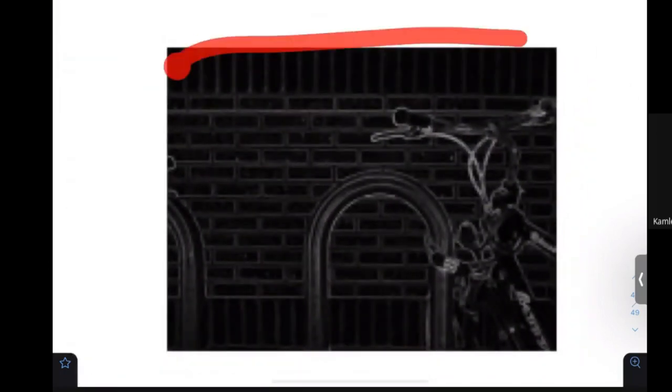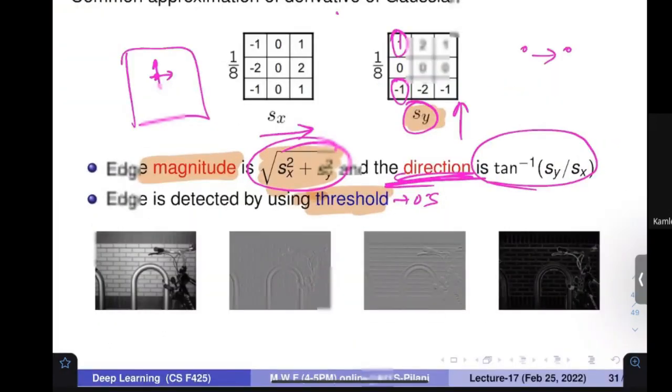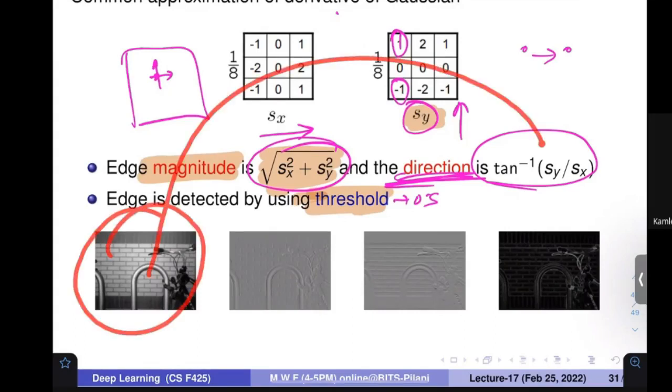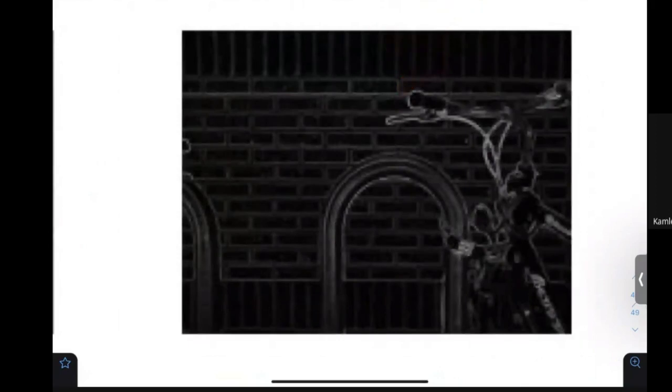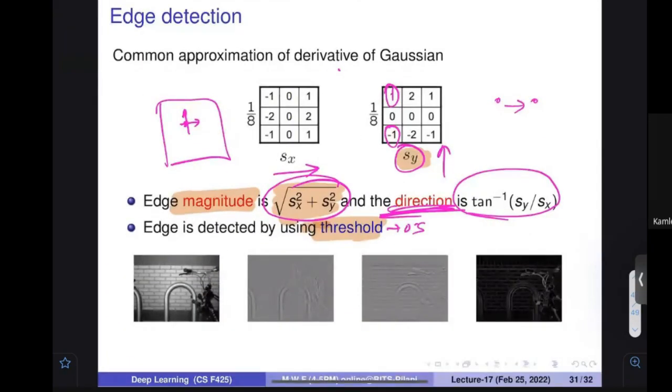If you do this and highlight those pixels which are on, you get something like this. And this particular method is called edge detection. Here you can see that if you compare this image and this image, only the pixels where there is an edge are highlighted. Make sense? So this is called edge detection.